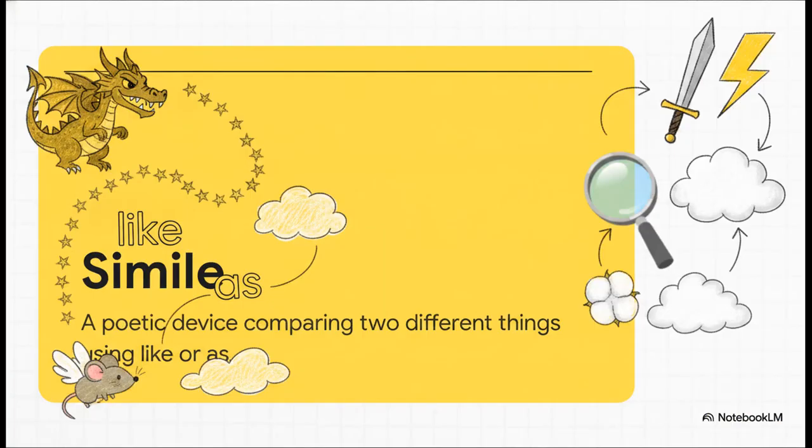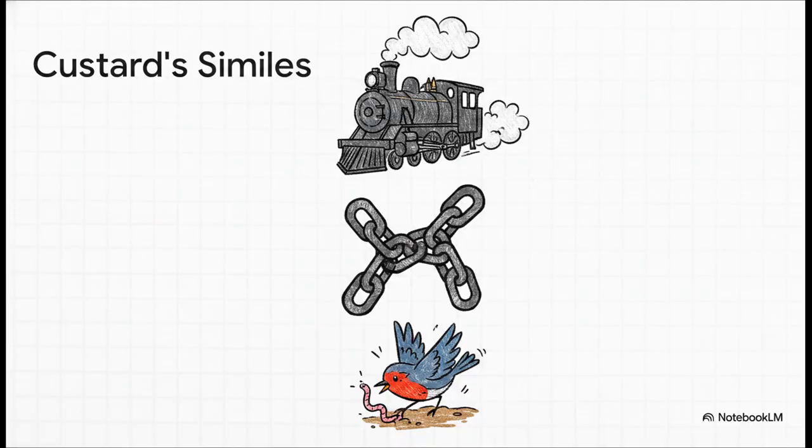Similes are heavily employed in this text, and you will undoubtedly be asked to identify and explain them on your paper. Just as a quick refresher, a simile is a direct comparison between two unlike things using like or as, creating a really vivid picture in the reader's mind. Notice how Nash uses similes to instantly transform Custard's character during the climax.